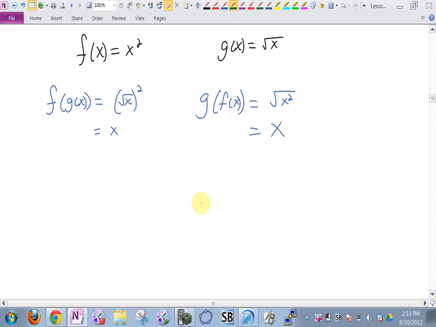Negative 7. What's negative 7 squared? 49. What's the square root of 49? 7. Clearly, the x going in was not the x that came out. So simplifying the square root of x squared down to just x is wrong. The square root of x squared is not x. It's absolute value of x.